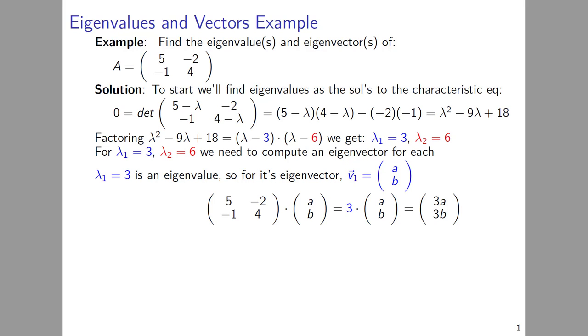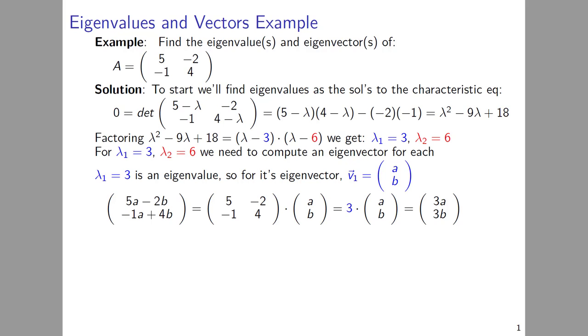On the left, we'll need to multiply the matrix onto the vector. So in the first entry, we'll have 5 times a plus -2 times b, or 5a minus 2b. And in the second entry, we'll have -1 times a plus 4 times b. So now we need these two vectors to be equal. (5a minus 2b, -a plus 4b) has to be equal to (3a, 3b).